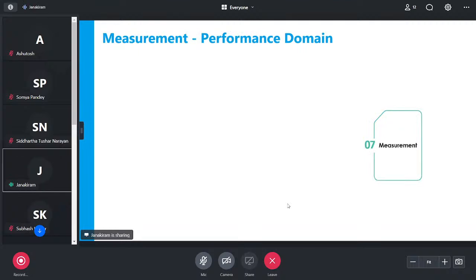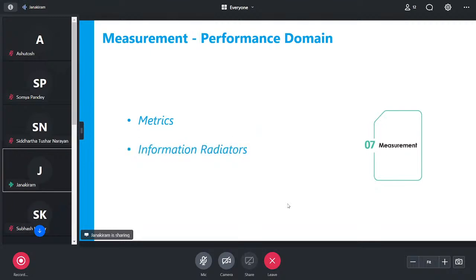Measurement. Now you have planned, now you have started delivering, right? But are you delivering at the right pace? Are you behind schedule or ahead of schedule? Is the quality good? All these questions can be answered from the tools that we use in the measurement performance domain. So you can measure the metrics in your project.